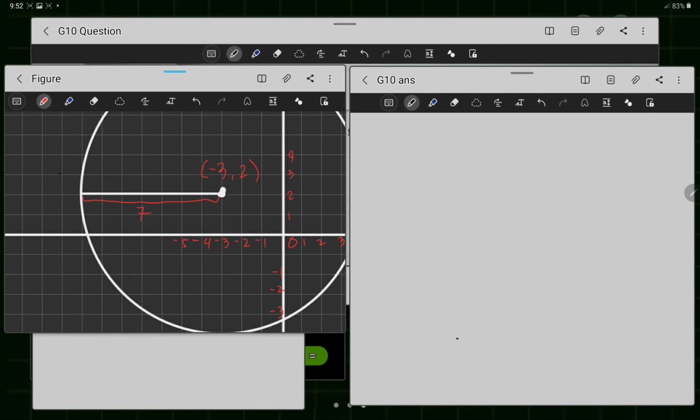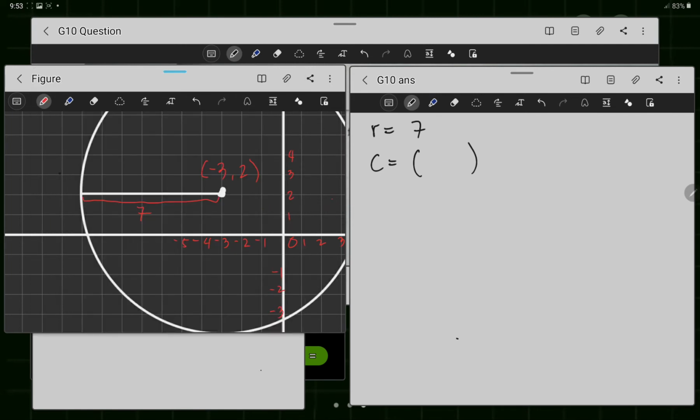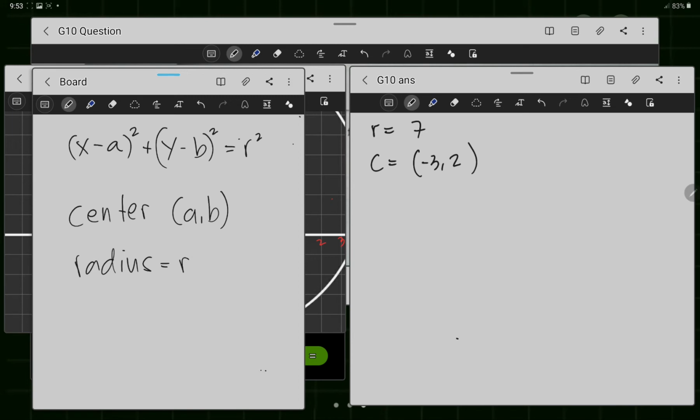Okay, ngayon. So, ito yung standard form ng equation natin. So, yung radius natin is r, so radius is equal to 7. Yung center is equal to (a, b), so ang a is x, so yung center natin is negative 3, 2, ganun. Tapos yung equation ng circle natin, so (x minus a) squared, standard form ito, plus (y minus b) squared equals r squared. Ganun. So, ito siya yung standard form na equation.